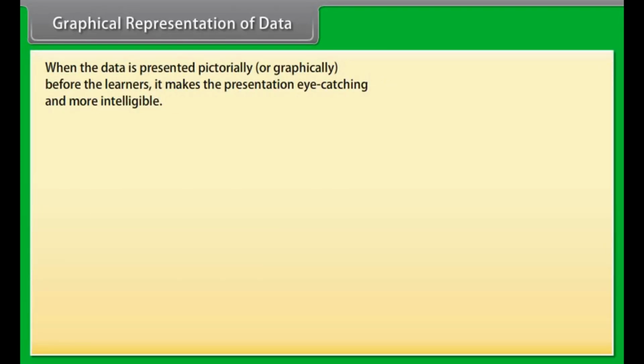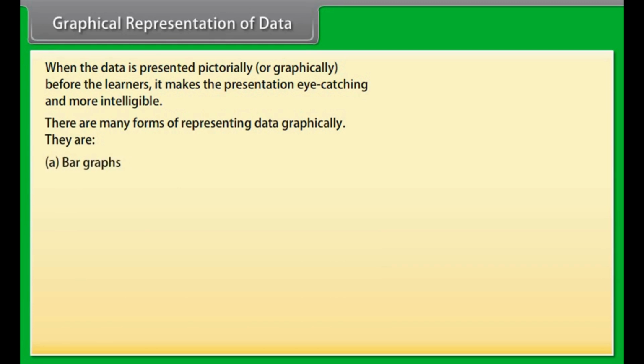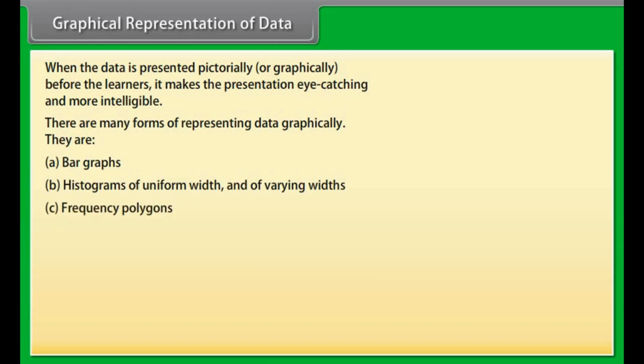Graphical representation of data. When the data is presented pictorially or graphically before the learners, it makes the presentation eye-catching and more intelligible. There are many forms of representing data graphically. They are bar graph, histograms of uniform width and of varying widths, and frequency polygons. Let's go through them one by one.